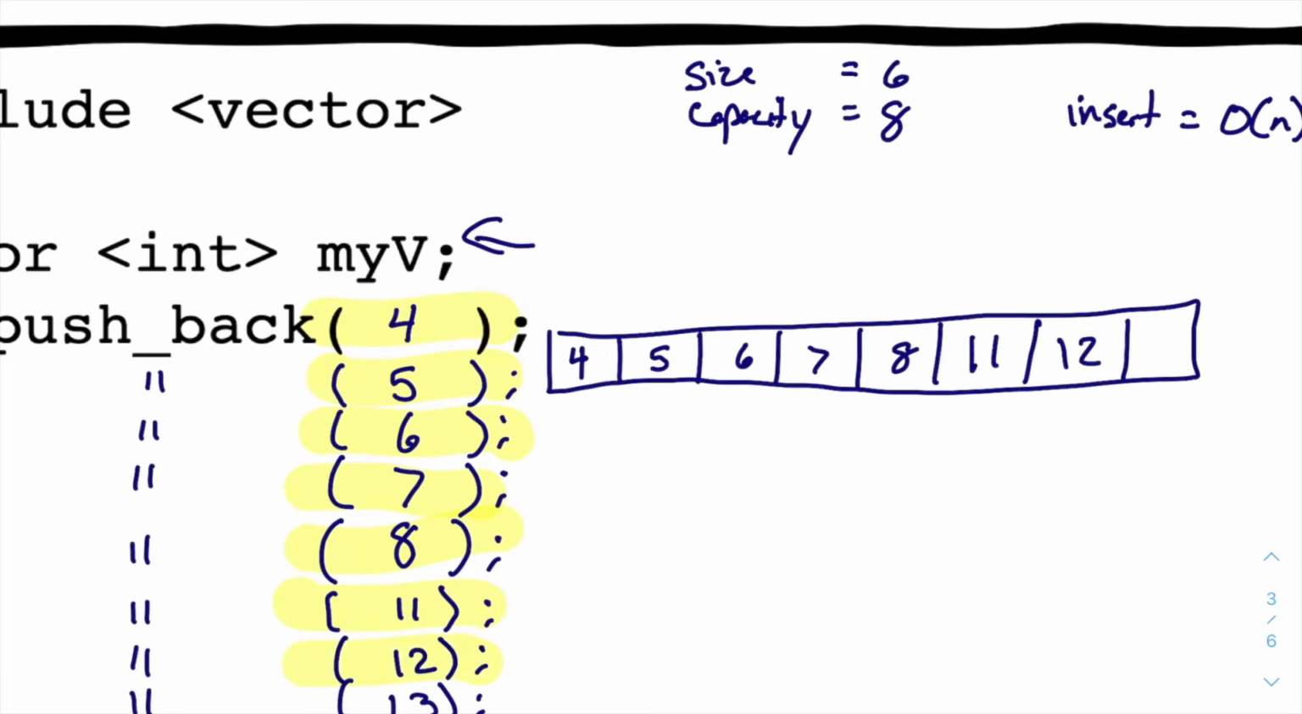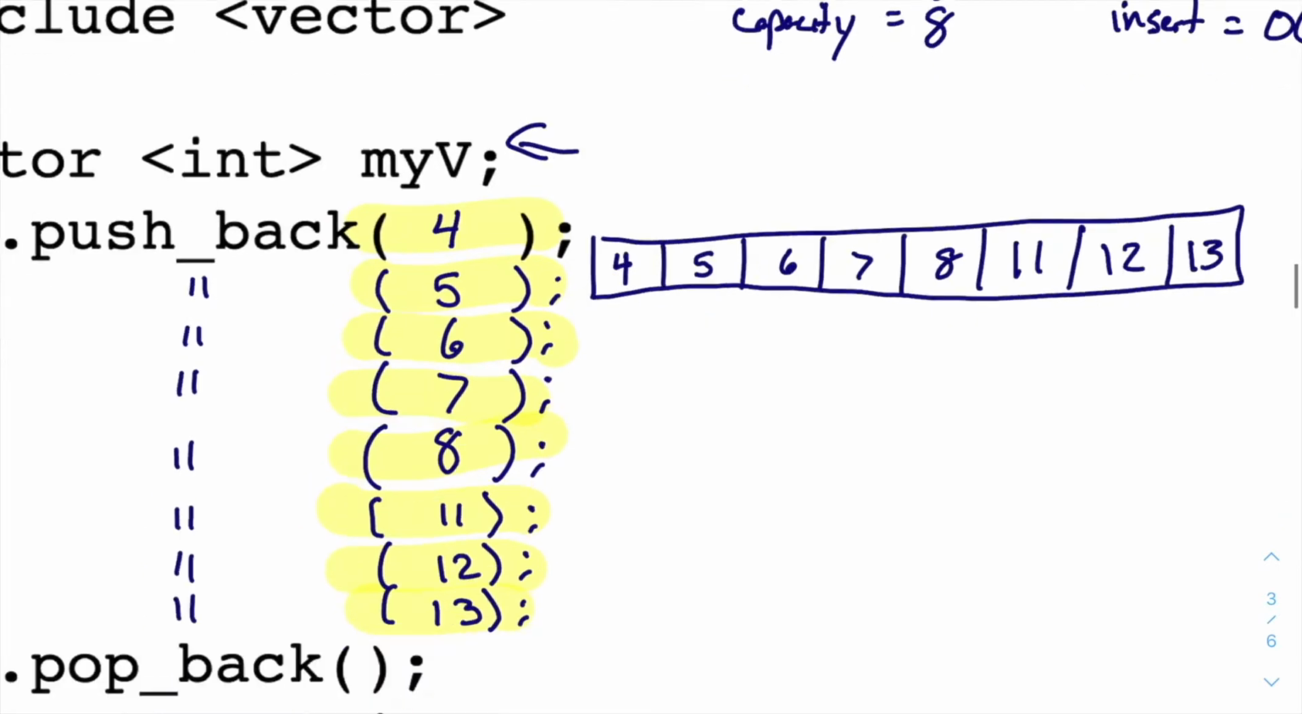Our size is 6, and our capacity is 8. Oh, I'm sorry, I messed that up. Our size is 7, sorry. Size is 7, and our capacity is 8. Next, we are inputting the value of 13, and now our size equals our capacity, and that is our final input. That is taken care of.